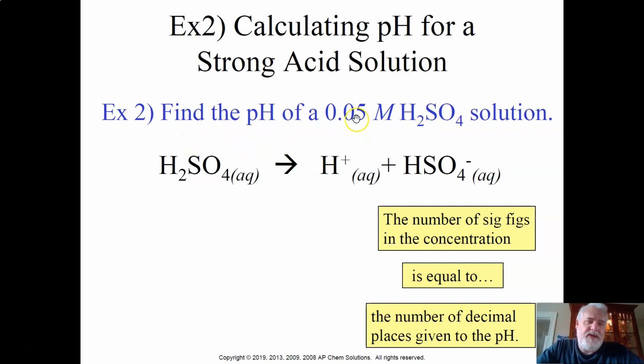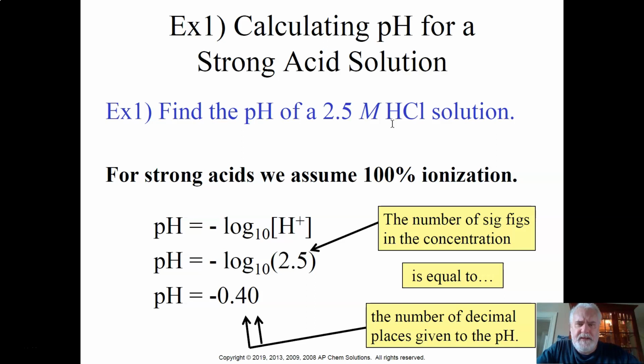To find the pH of 0.05 molar, did we talk about sig figs on this one? Yeah. I forgot to remind you that this is 2 sig figs as a concentration, which means 2 places to the right. pH is place value. So to figure out the 2 sig figs, you go 2 places to the right. Sorry, I forgot to mention that.